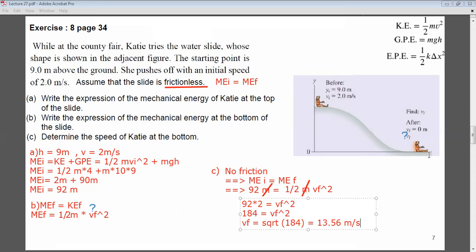But when it reaches here, there is no more altitude. It reached the bottom. So it only has v final, okay? So mechanical energy final is only half m v final square. Mechanical energy initial is kinetic energy plus GPE initial. Then because there is no friction, these two are equal to each other. I solve, I get v final equal 13.56. Let's do another exercise.